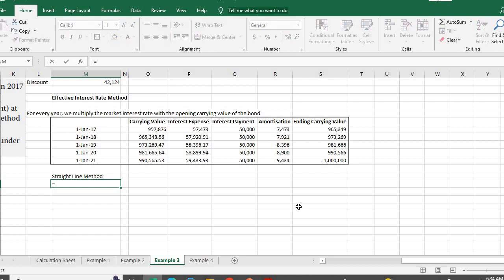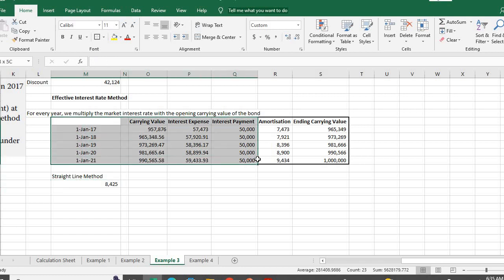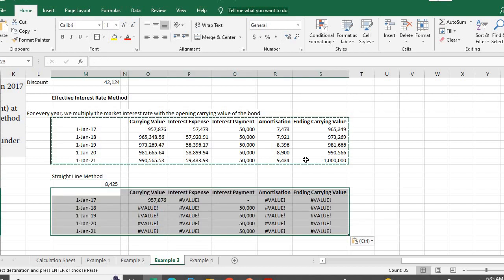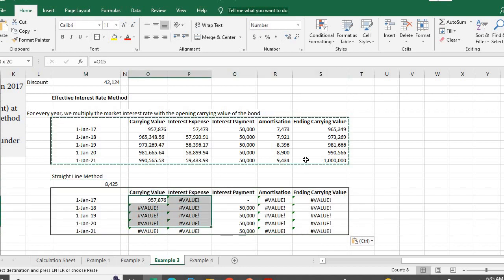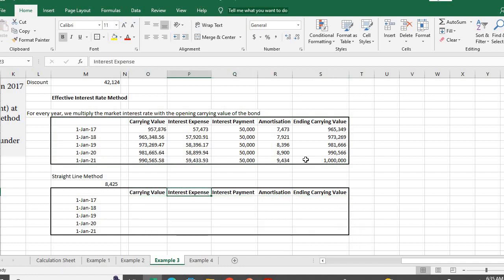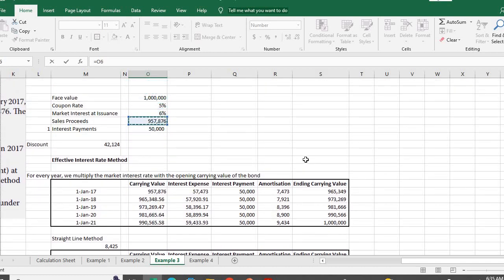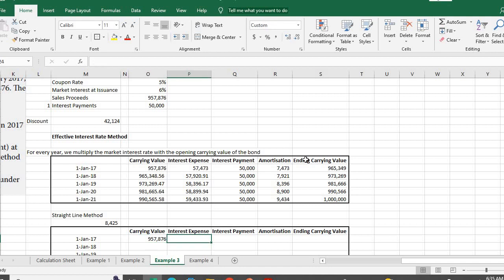Okay, so under the straight line method, the discount that we previously discussed, 42,000, will be divided among 5 years. So this is going to be 8,424. Let me just copy the same table for you. Okay, now let's just do away with all these values. So the beginning carrying value will be the sales proceeds that we received, 957,876.